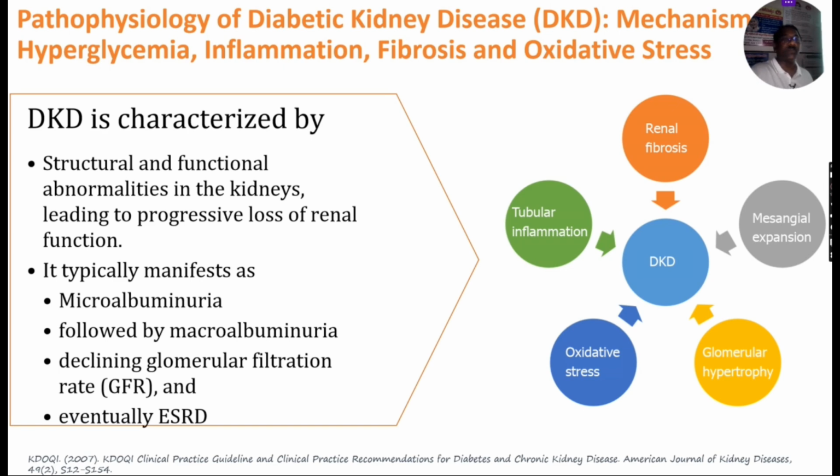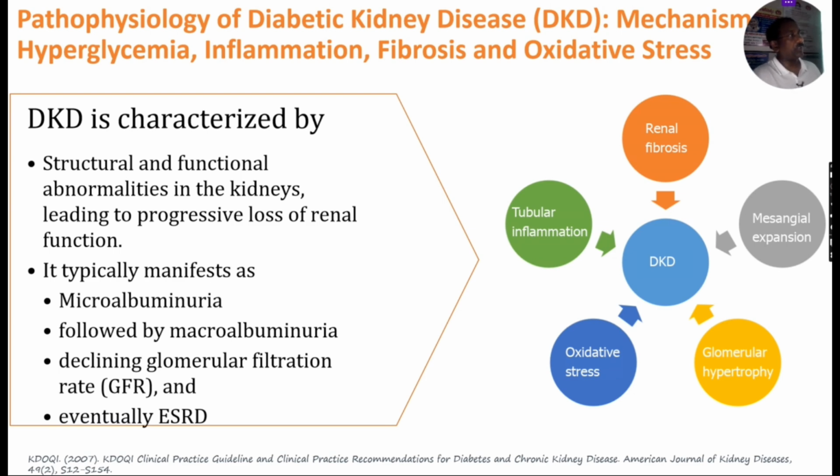It is characterized by structural and functional abnormalities in the kidney, leading to progressive loss of renal function. It typically manifests as microalbuminuria, followed by macroalbuminuria, then declining GFR, and then finally ESRD. So the first step is microalbuminuria. That is the reason the earliest lesion to detect in DKD is microalbuminuria estimation.